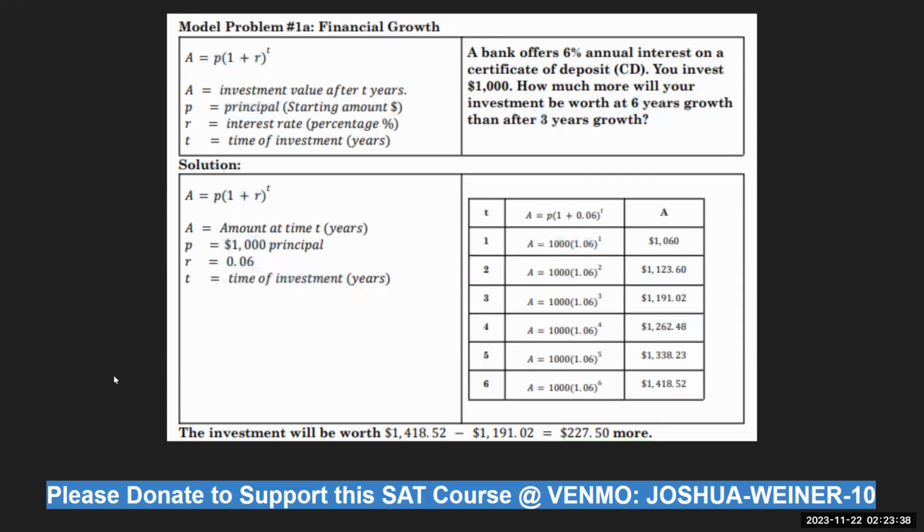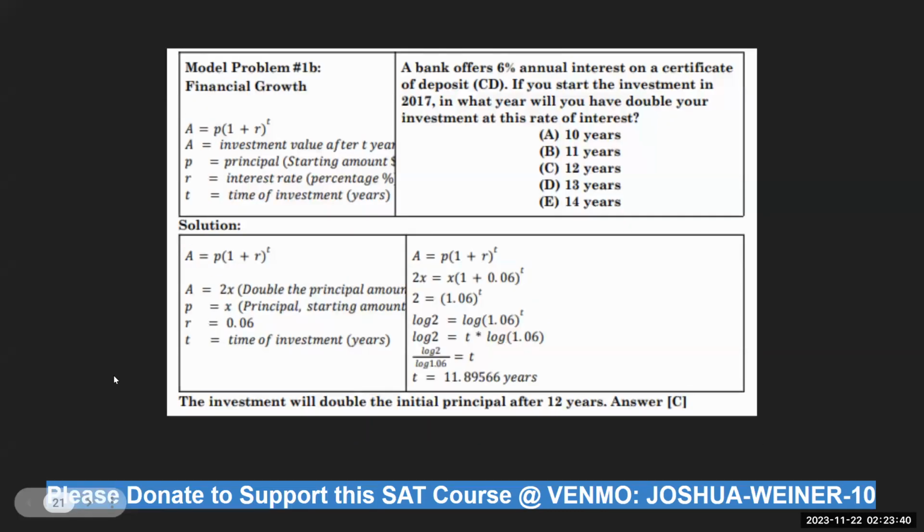Okay, let's go to question 2. A bank offers 6% annual interest on a certificate of deposit, a CD, if you start the investment in 2017. What year will you have double your investment at this rate of interest? Well, here we have a problem set up. The final amount is double.